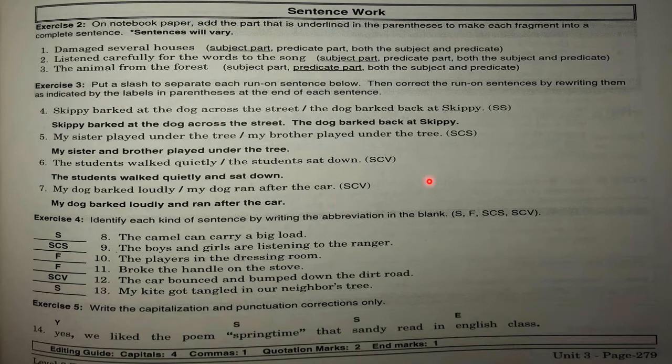Okay, so now we will move on to exercise 4. All of you be with me. Here we're going to identify each kind of sentence by writing the abbreviation in the blank. So here we're going to say what type of sentence is this? Is it a simple sentence, fragment sentence, or simple sentence with a compound subject? Simple sentence with a compound verb? We don't know, so we have to figure it out.